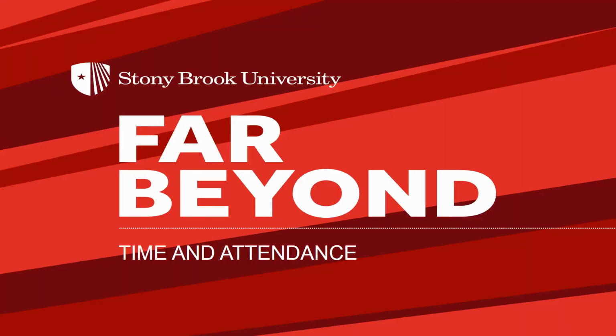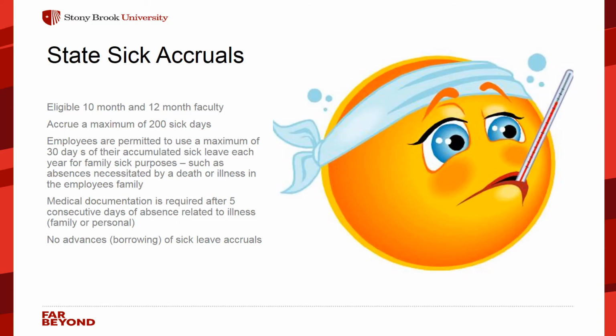In this section, we'll discuss time off accruals and time reporting requirements and processes. For information about your sick leave accrual rates, please refer to the accruals document in your downloaded documentation package. Regardless of the rate of accrual, some basic rules apply to everyone. All employees are permitted to use up to 30 days of accumulated sick leave for family sick purposes, such as may be required by illness or death in the employee's family.